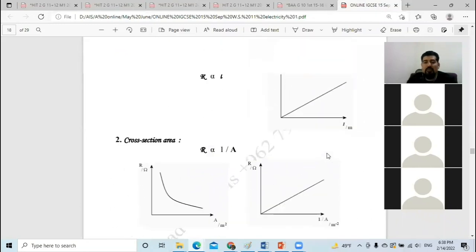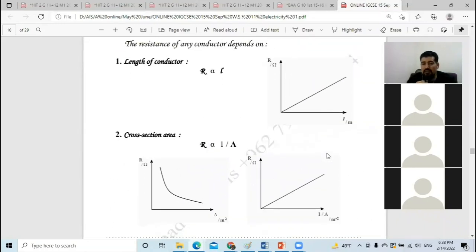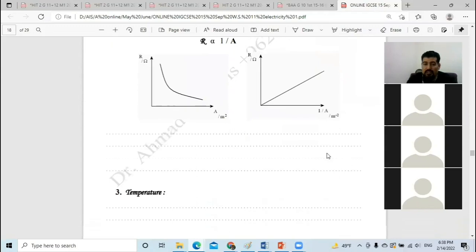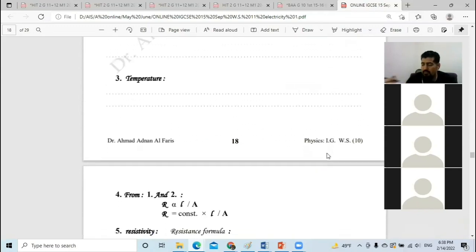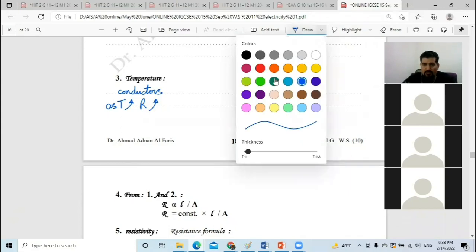So number one, we talk about the length of the conductor. Number two, we talk about the cross-section area. Number three, they rarely ask about it, okay? Only when they ask about thermistors, about temperatures. Here we have three different situations. For conductors, as temperature increases, resistance increases. They rarely ask about it, okay?